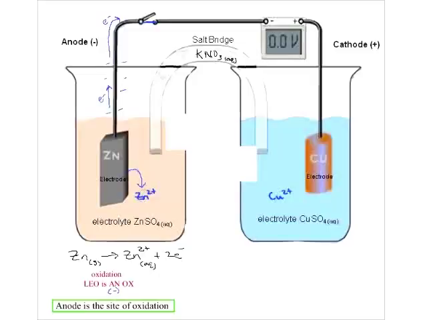So the concentration of zinc ions is starting to increase here. We're going to get a buildup of positive charge in this particular solution, because as more and more zinc gets oxidized, more and more zinc ions are being produced. So the concentration of this is beginning to rise. Now we don't want that to rise. We want this container to maintain its electrical neutrality.